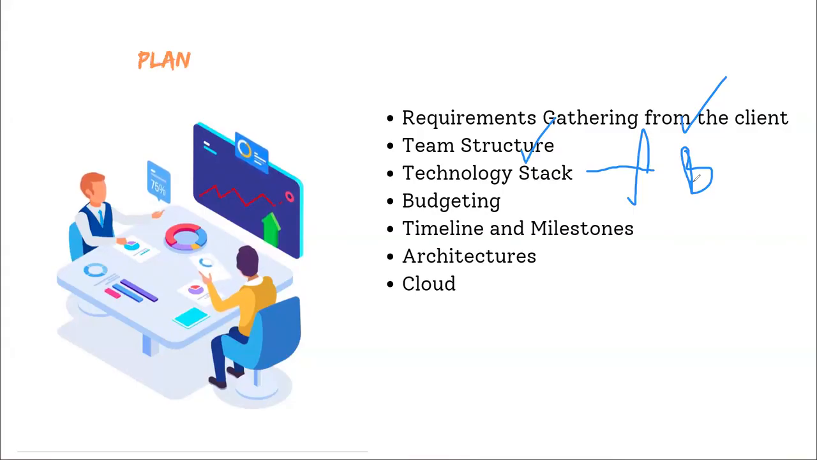After that, I need to choose my technology. That means I want to create this application in Java, Python, or React. I need to select any one of them. Like this, I'm going to decide the budget of the application. I'm going to select the architecture and I'm going to select the cloud also.